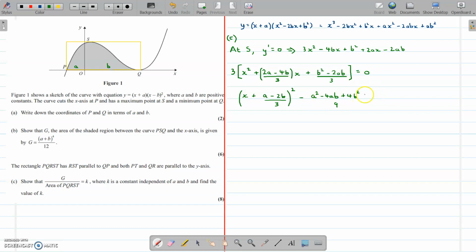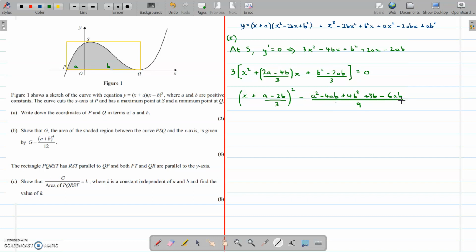Before I put the line in, I'm going to put this bit on as well, which is b squared minus 2ab, but I'm going to times that by 3, so I can also put that out of 9. So the whole thing can be put over 9 with a single line now. That's just a bit of algebra to try to tidy this up.